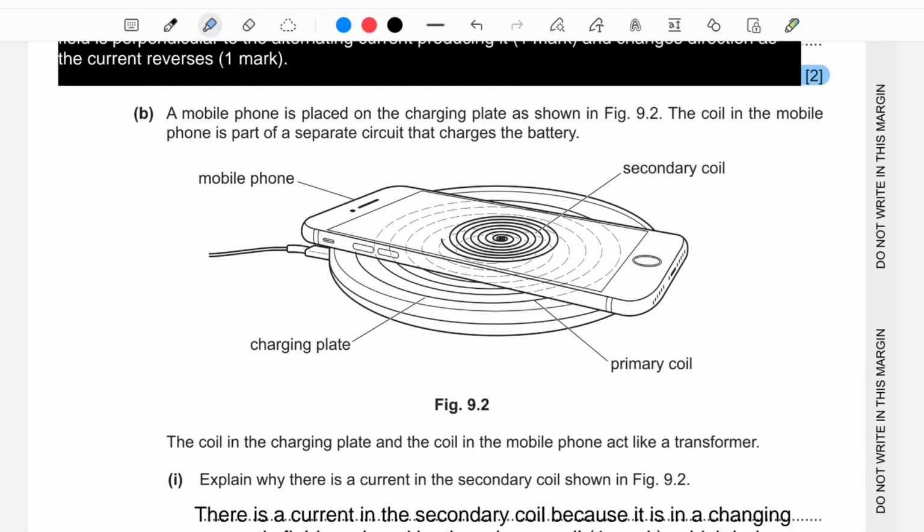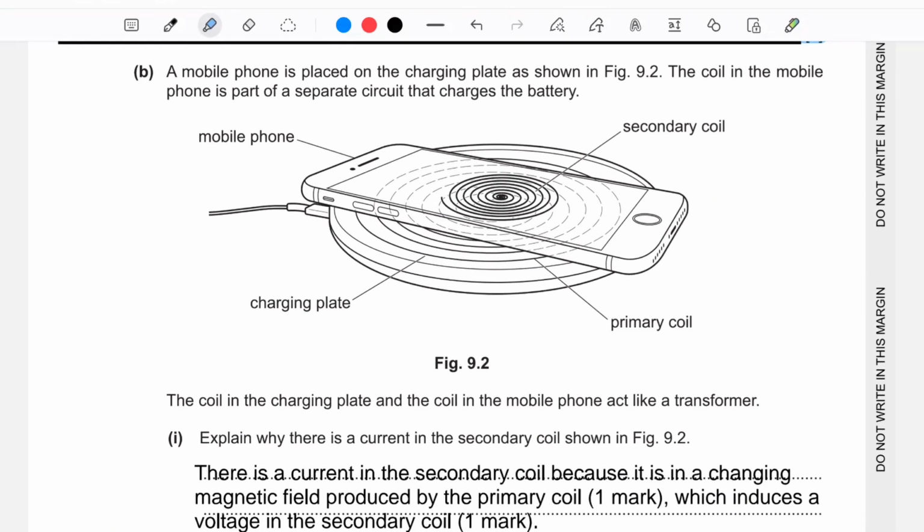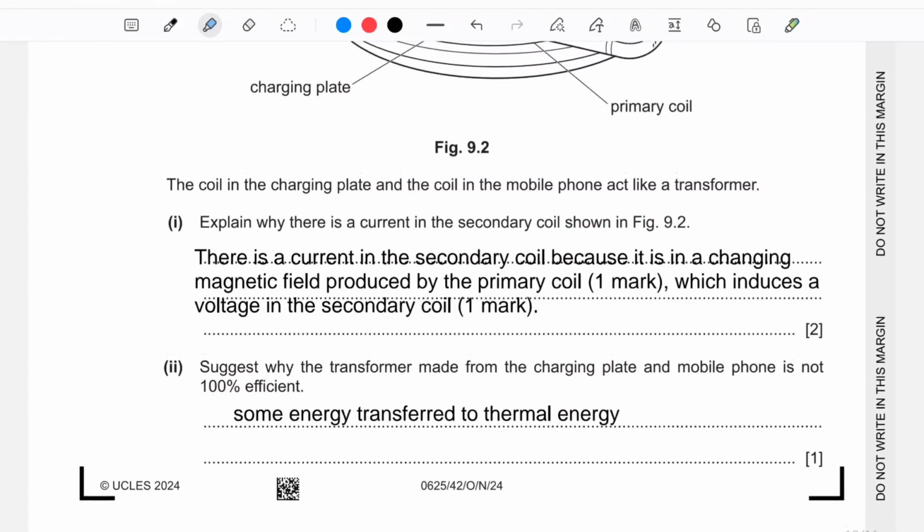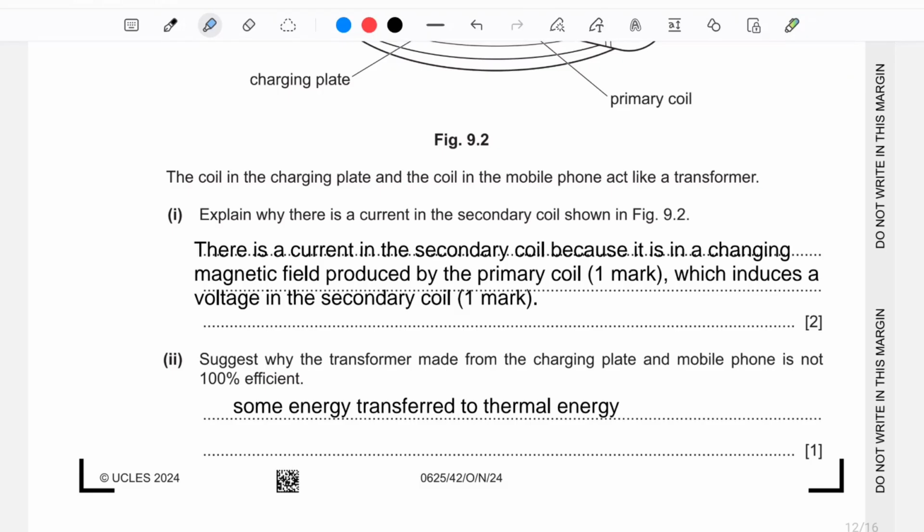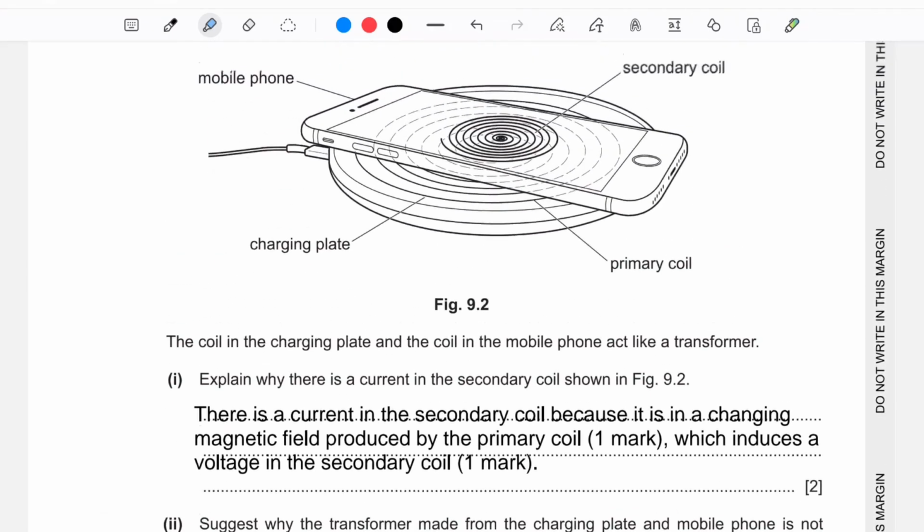Part B. A mobile phone is placed on a charging plate as shown in figure 9.2. The coil in the mobile phone is part of a separate circuit that charges the battery. Mobile phone, the secondary coil, the charging plate, and the primary coil. The coil in the charging plate and the coil in the mobile phone act like a transformer. Explain why there is a current in the secondary coil as shown in the figure 9.2.